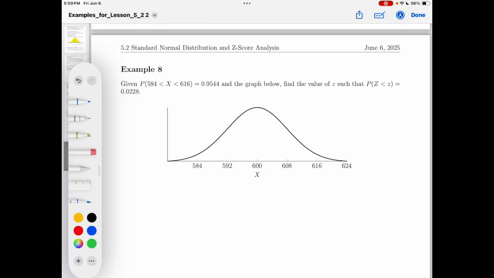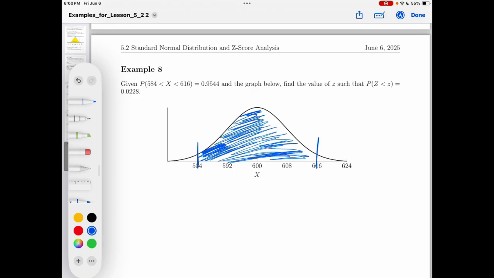In the last example, we're going to look at the situation in reverse, where we're given the probability and we want to find the value of z. So we're given in this question that the probability of x falling between 584 and 616 is 0.9544. So that's from here up to here, all of this area between 584 and 616, this is all 0.9544.